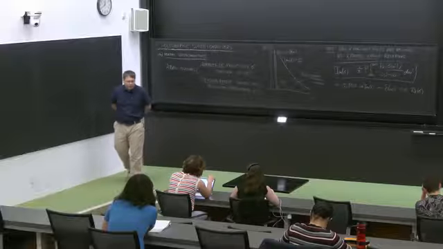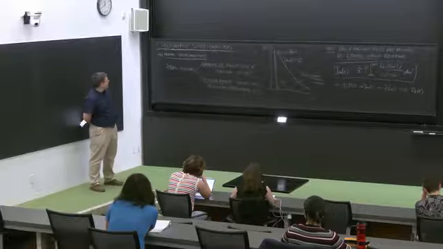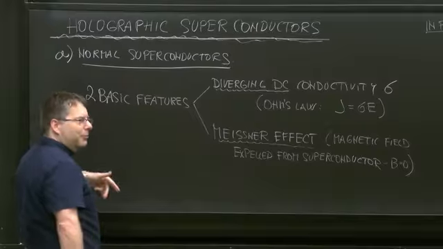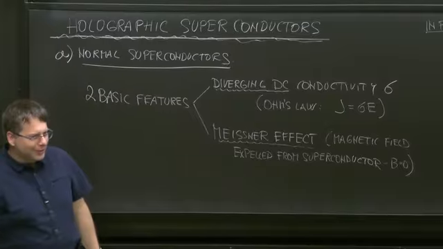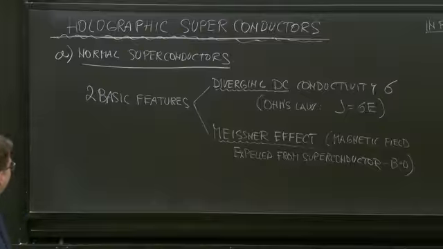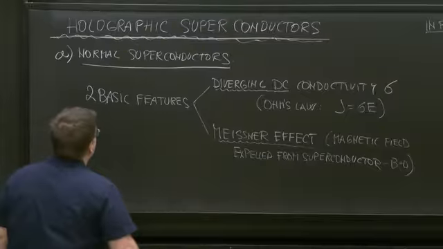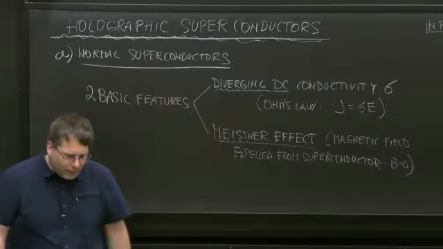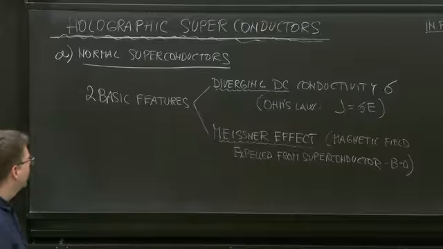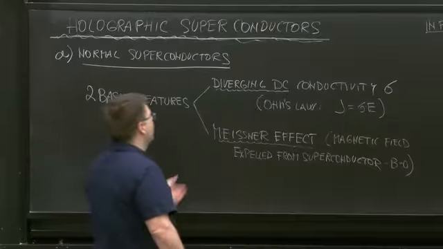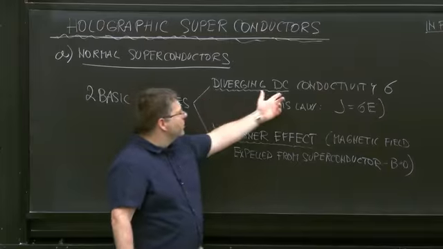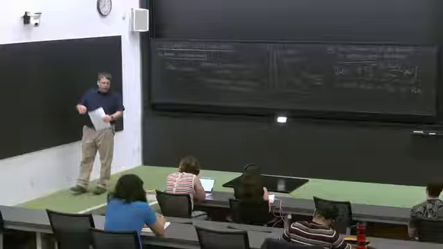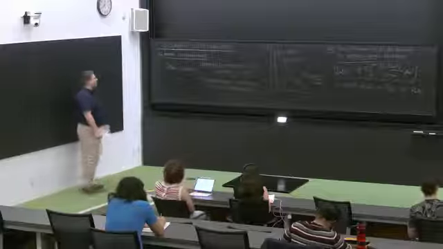But before we jump into the AdS description, let me do a lightning review of normal superconductors, which will probably take most of the lecture. Normal superconductors have two basic features. One of them is that the DC conductivity actually diverges. DC means that you are taking omega goes to zero, so at zero frequency there will be a diverging conductivity.